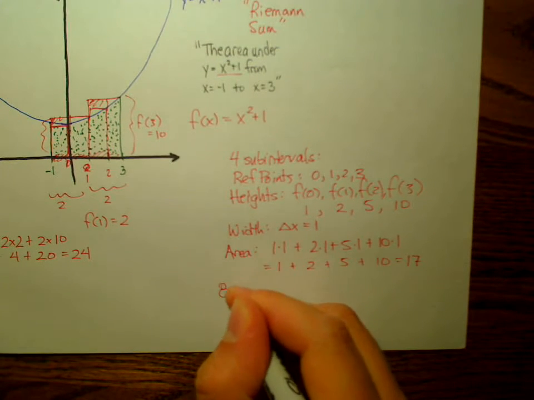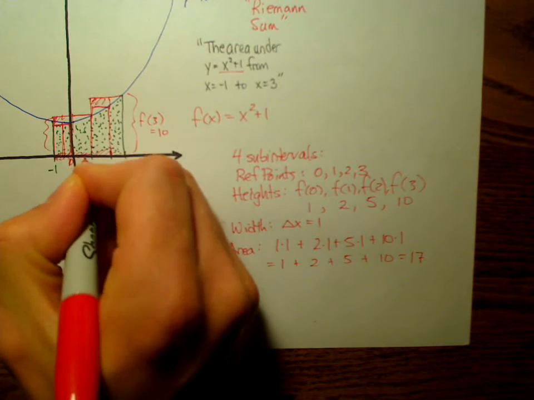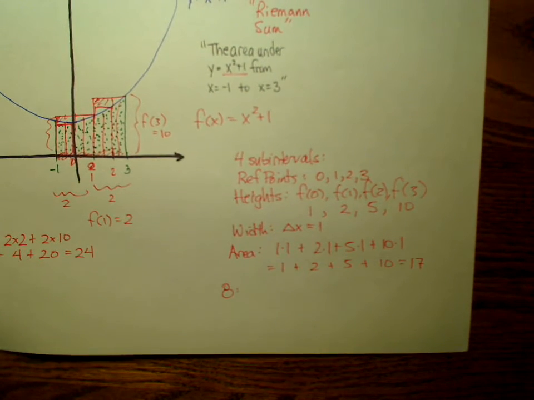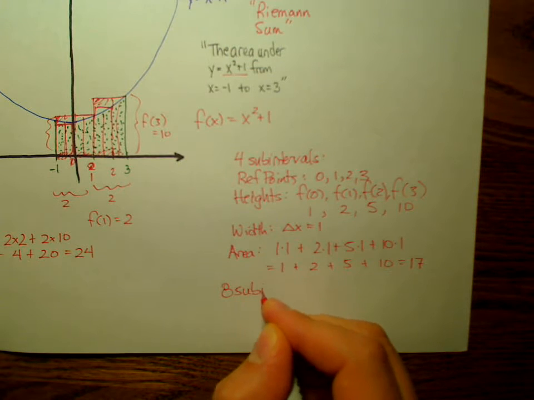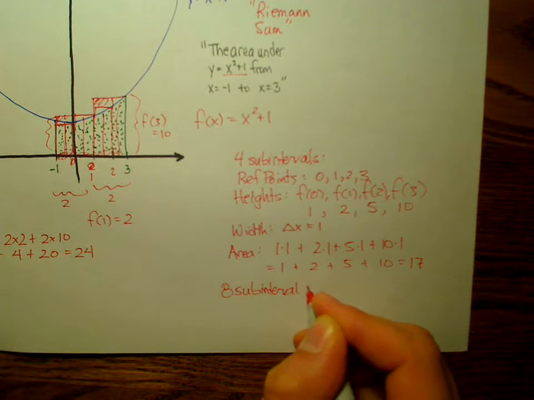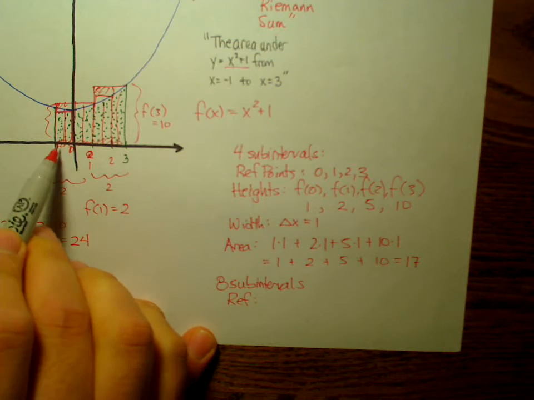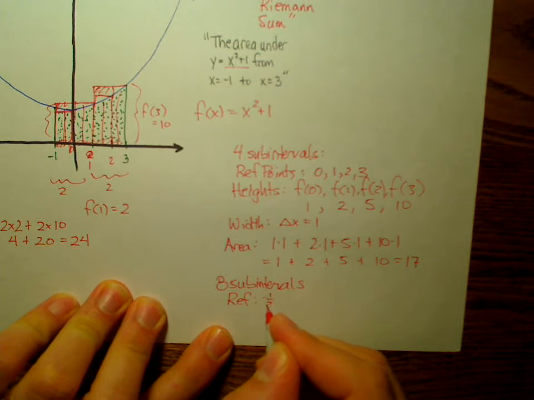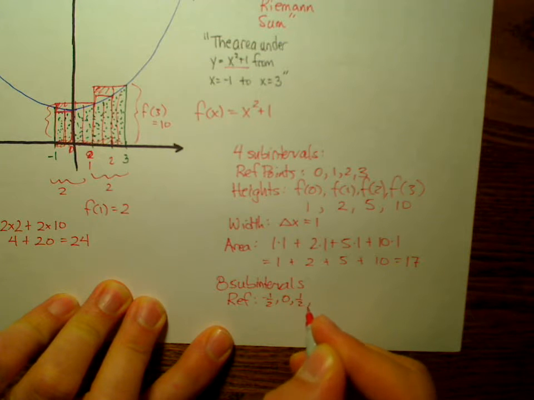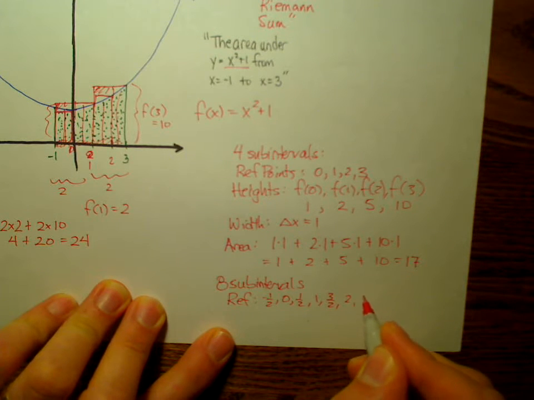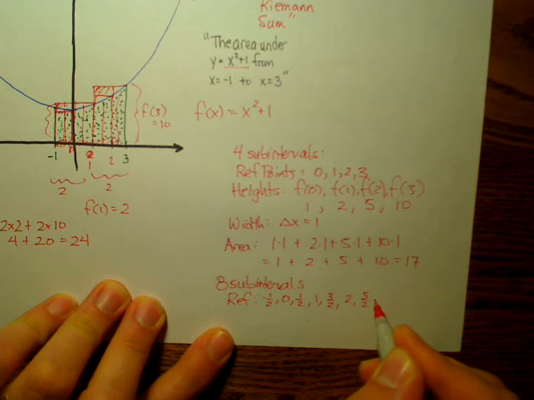We could do it with 8. Now we cut it up into 8 subintervals, so each of these boxes gets cut in half. So 8 subintervals. Our reference points are now, cut this up, and that's -1/2, 0, 1/2, 1, 3 halves, 2, 5 halves, and 3.